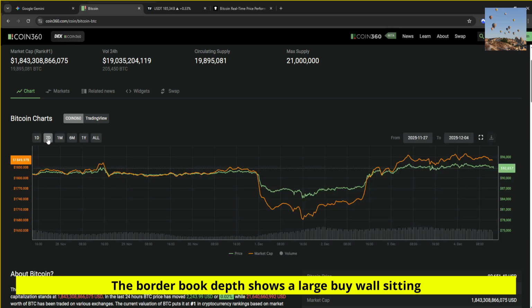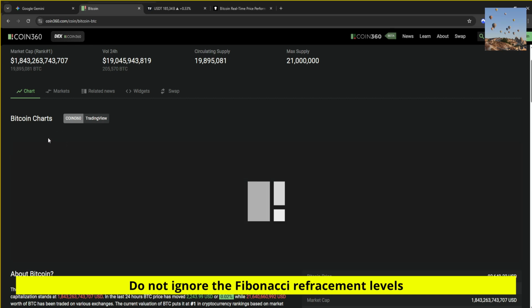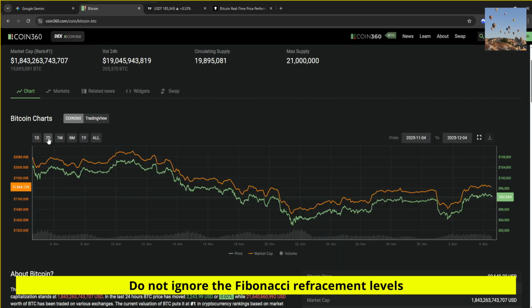The order book depth shows a large buy wall sitting just below the current price, which should act as a safety net for any sudden dips. Do not ignore the Fibonacci retracement levels, because the golden pocket aligns perfectly with our current area of interest.